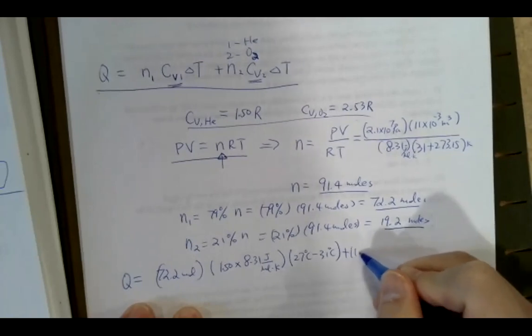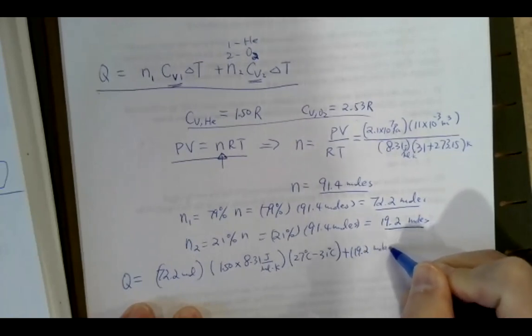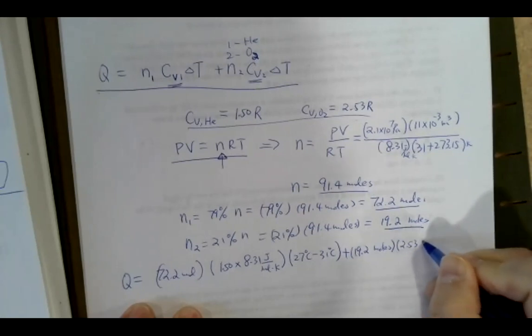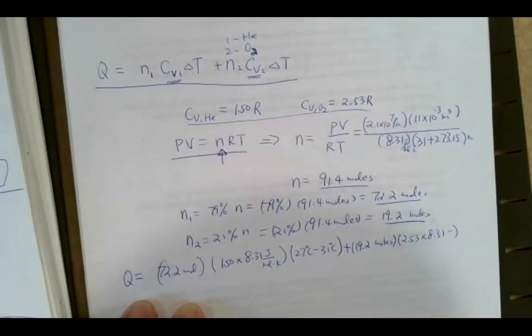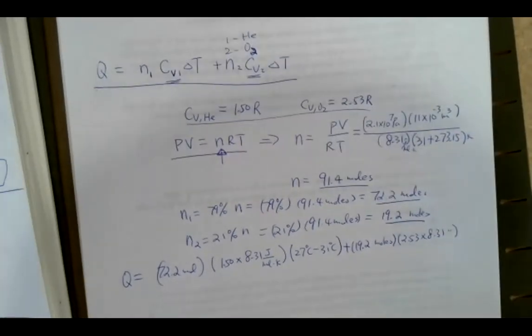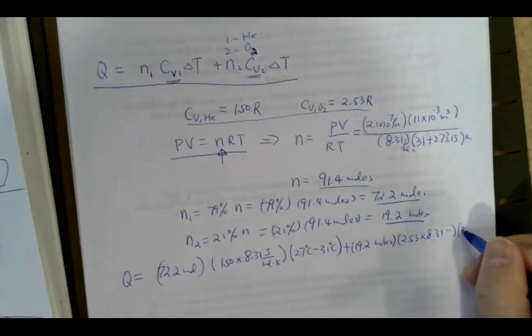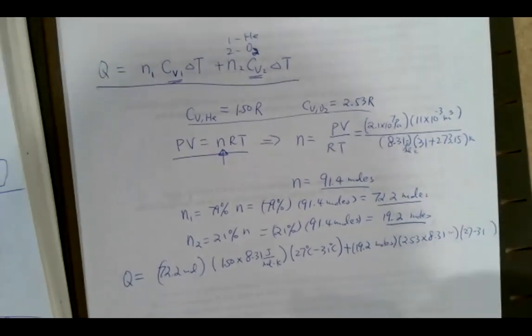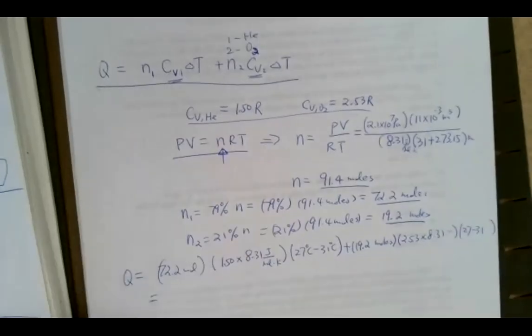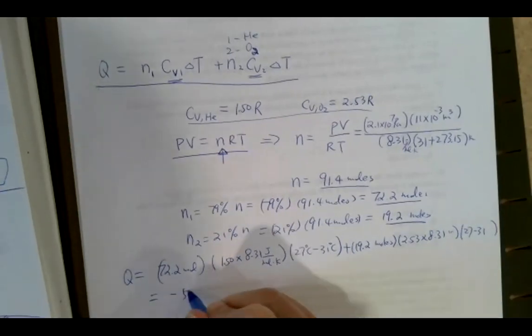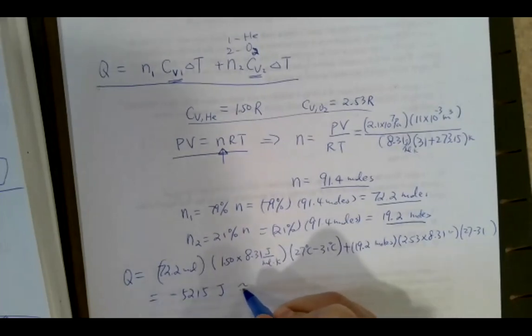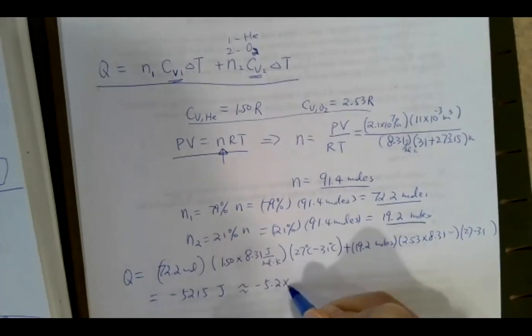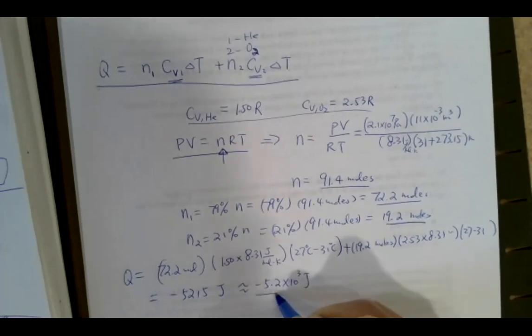Plus 19.2 moles times 2.53 times 8.31, the same unit of joules per mole times Kelvin, times 27 minus 31 in degrees. So then this would be minus 52.15 joules. Okay, roughly minus 5.2 times 10 to the third joules.